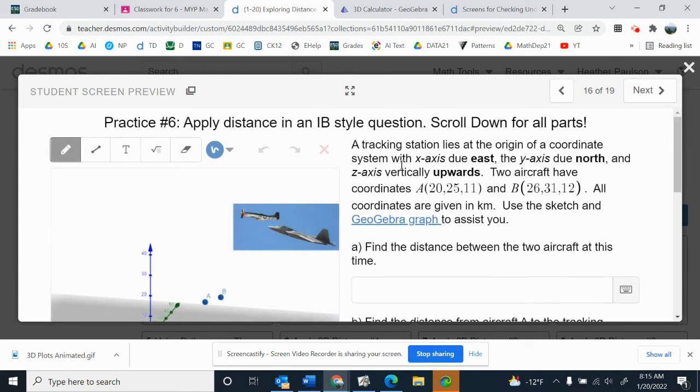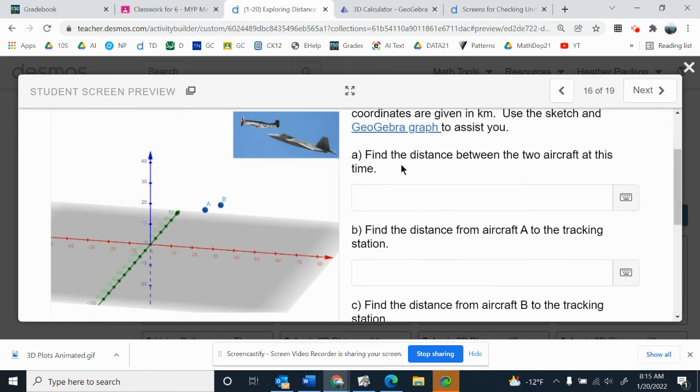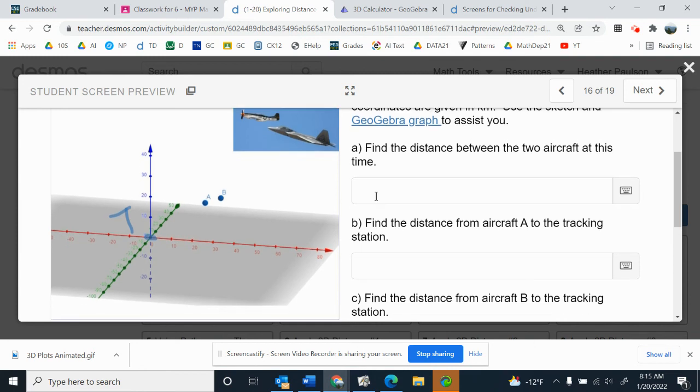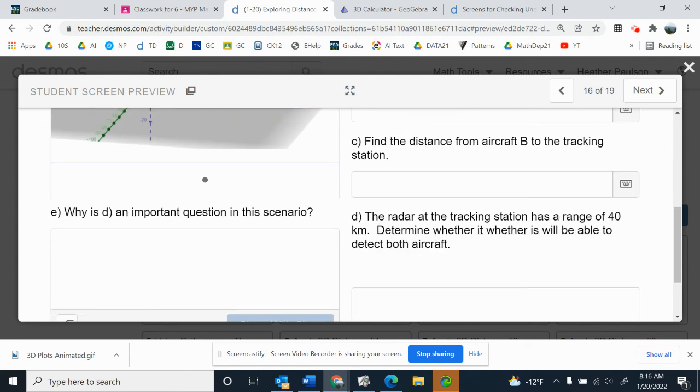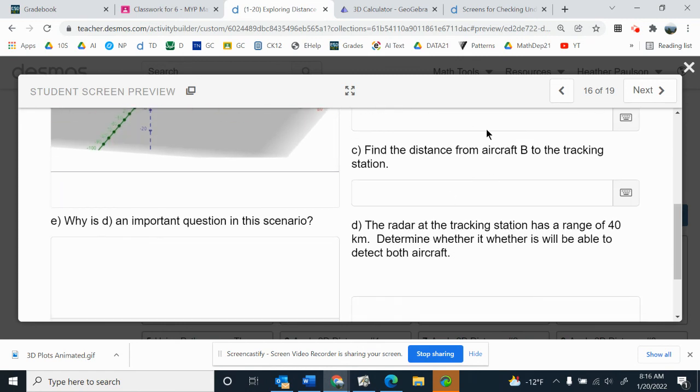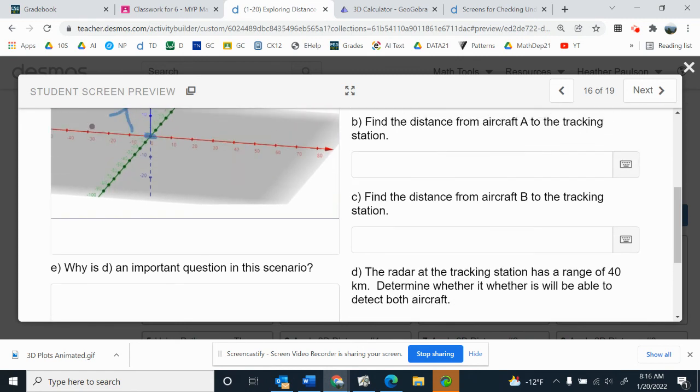The last practice looks at two airplanes that are in the air, and they are a certain distance from a tracking station. And the tracking station is at the origin. So we need to determine the distance between the two aircraft. How far are they apart? Notice this map or this graph appears to be close, but they really aren't that close. They're in space. How far are they? Then we're going to look at the distance between the aircrafts and where the tracking station is.